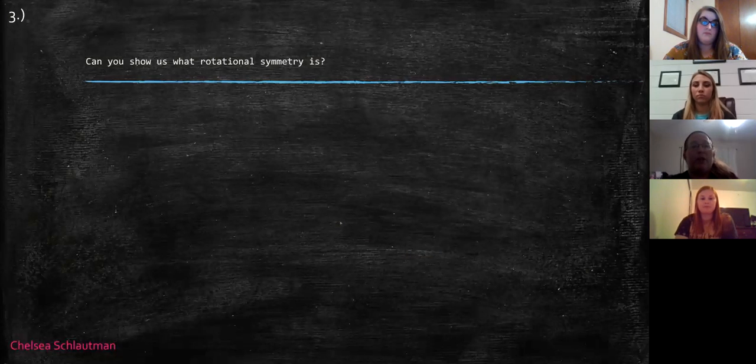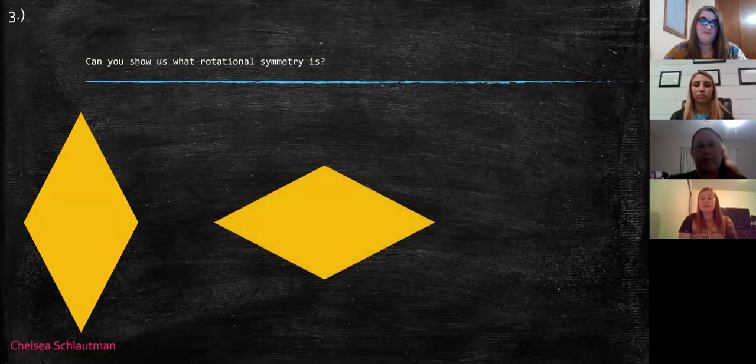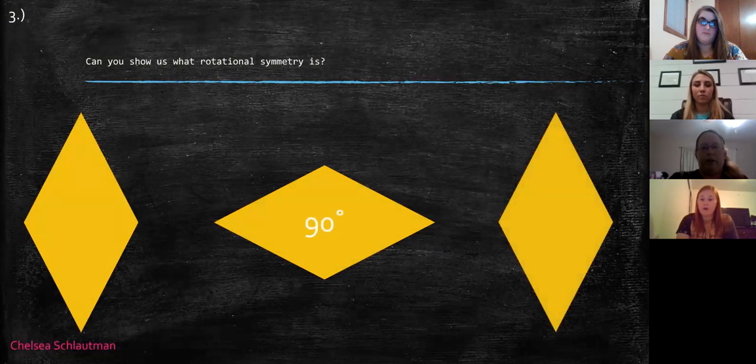Chelsea, can you show us what rotational symmetry is? Of course. So we're going to start with this diamond shape or rhombus. As Alyssa had said before, you can rotate it 90 degrees and it looks like it's over on its side, so it's not going to be the same as it was before. In rotational symmetry, we want the figure we start out with, when we rotate it, to look the exact same as the original one. So this first one here, we only rotated it 90 degrees and it's on its side. Then over here on the far right, we rotate it another 90 degrees to be 180 degrees, and it's going to look the exact same as the original. So this is rotational symmetry.